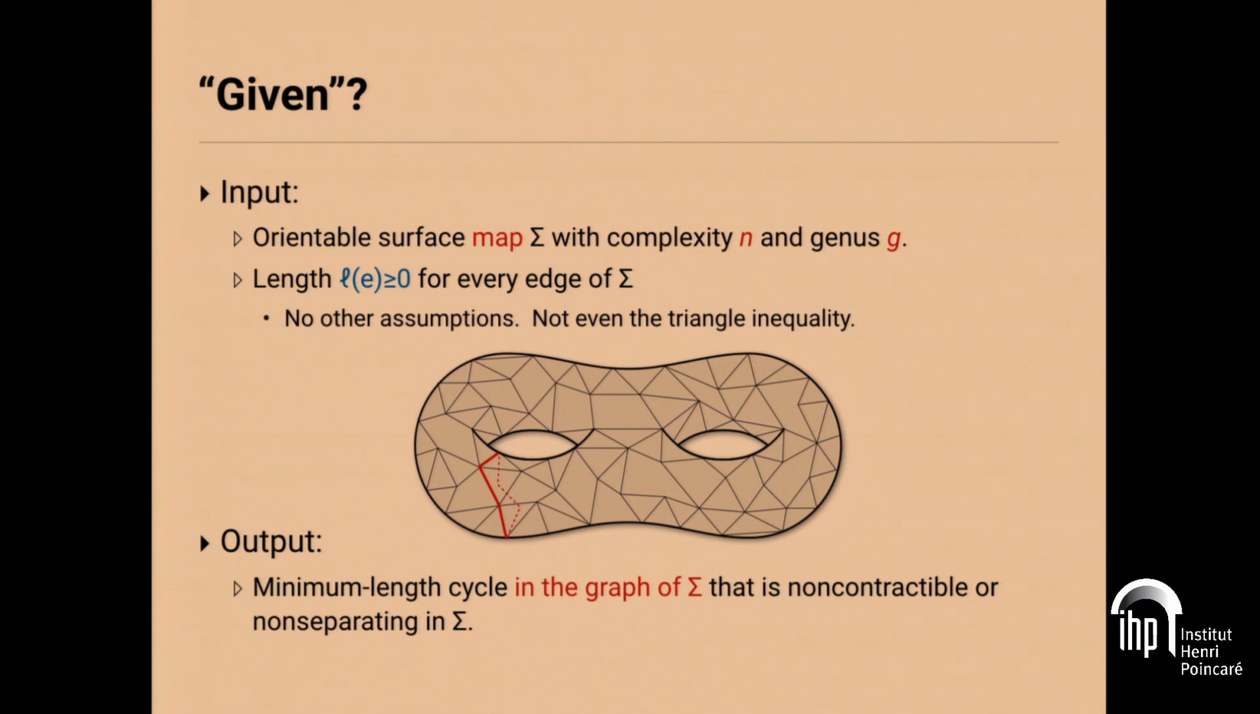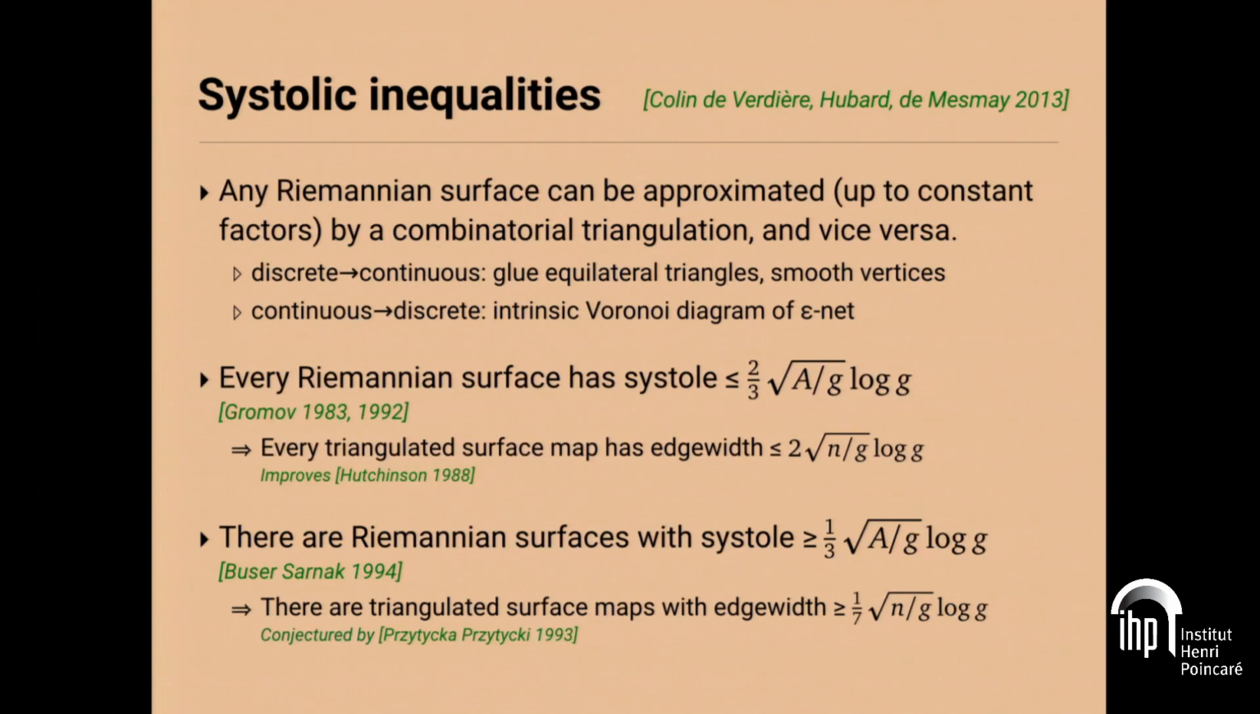So in particular, let me use this as an opportunity to advertise some of my colleagues' work. There's been long-standing work in the geometric topology community on systolic inequalities. Given a Riemannian two-manifold with certain area and negative curvature, you can prove bounds on the length of the shortest non-contractible cycle.